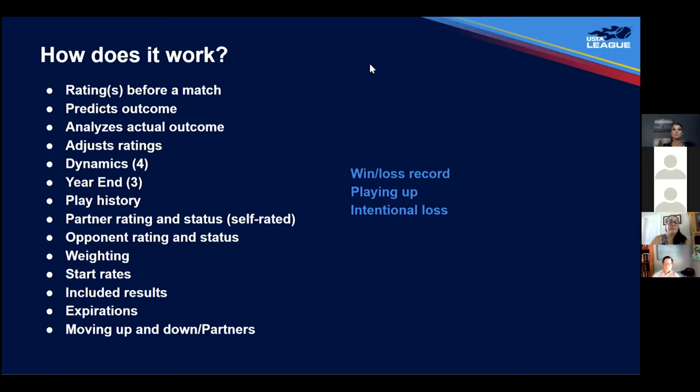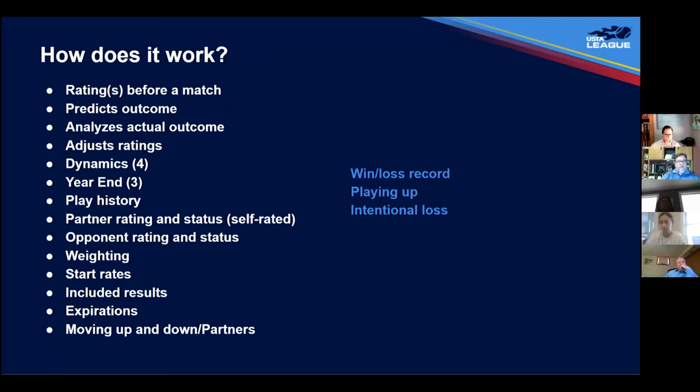The algorithm looks at a few pieces of data. It looks at the ratings of players before a match takes place. So who's on the court? What were their ratings going into the match? And then the algorithm predicts an outcome. What does it think is going to happen in that match? Then it analyzes the actual outcome of the match, which scores were inputted for those players for that match, and it adjusts the ratings accordingly.